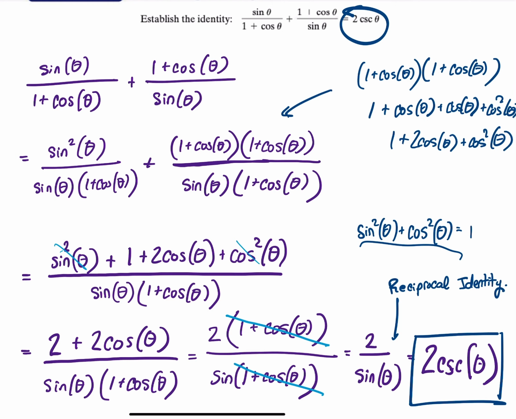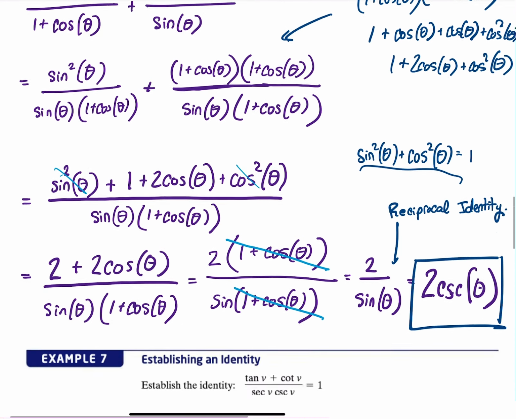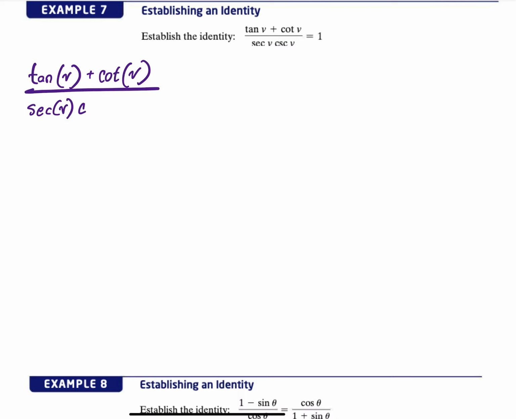All right, let's look at example 7. Look at what this is saying. It's saying that the tangent of v plus the cotangent of v over the secant of v times the cosecant of v, all of this should just be equal to 1. So let's show that that's true.